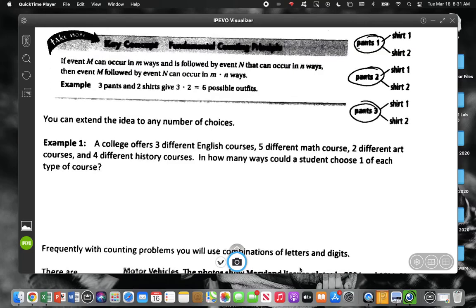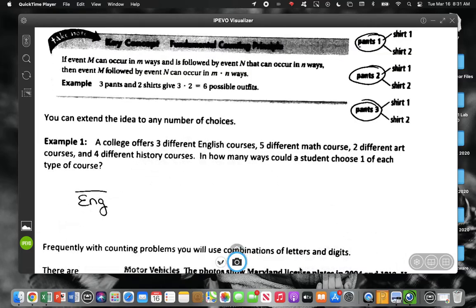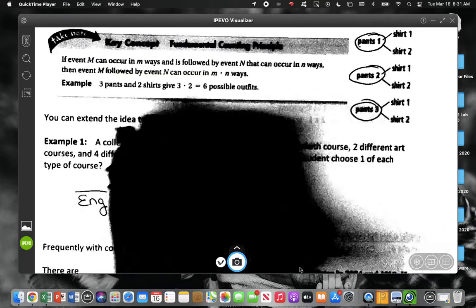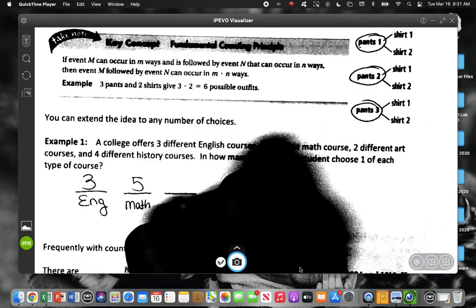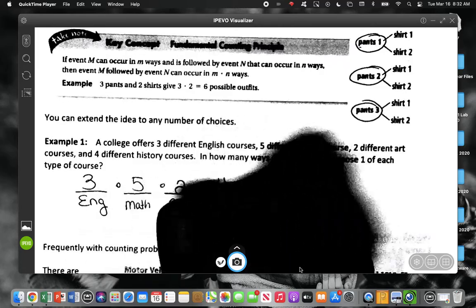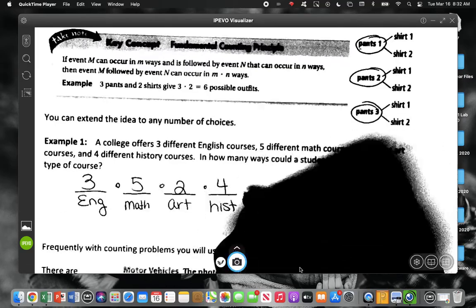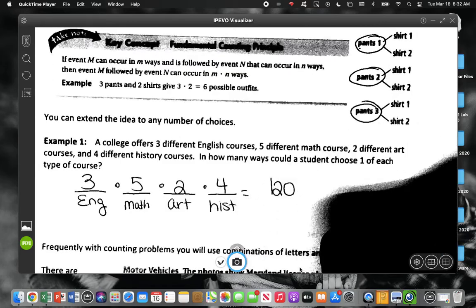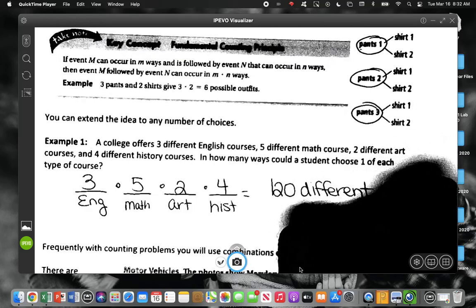So we have four different courses, but each course, think about this, how many English courses do we have? How many do we have to pick from? Three. How many math courses do we have to pick from? Five. How many different art courses? And how many different history courses? All right, so it doesn't matter if it's two choices, four choices, whatever. We multiply all the choices together. So what is 3 times 5 times 2 times 4? It is 120 different ways, or different schedules that could be built.